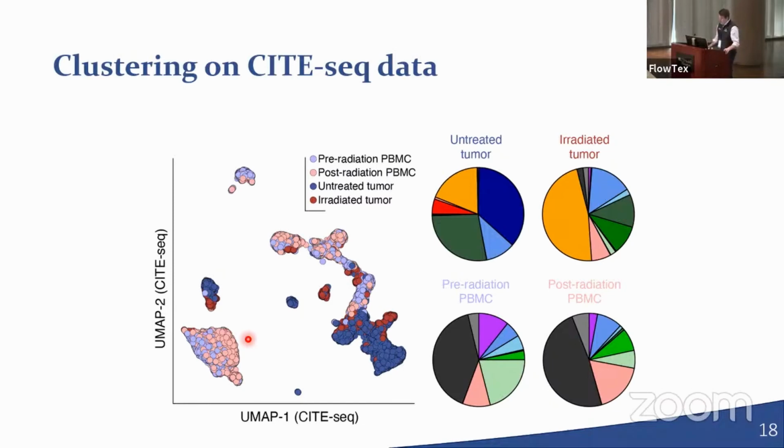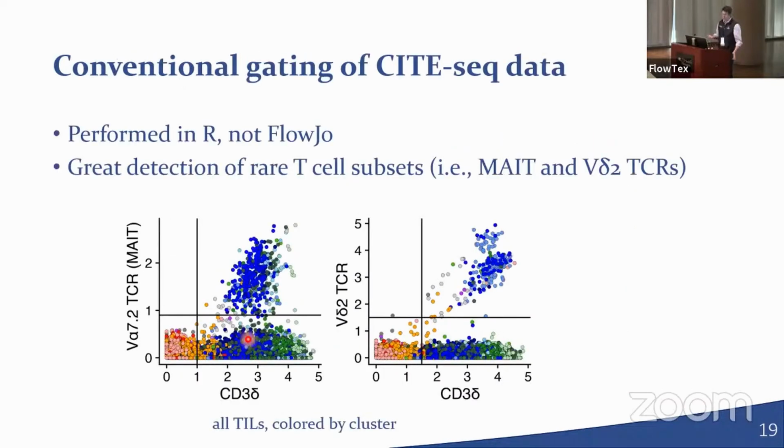So there were lots of interesting changes here, but I kind of wanted to show you a little bit more about the technique. And so you can gate this just like conventional flow cytometry, right? So you can choose CD4 and CD19. I think I'll show you that in a second.